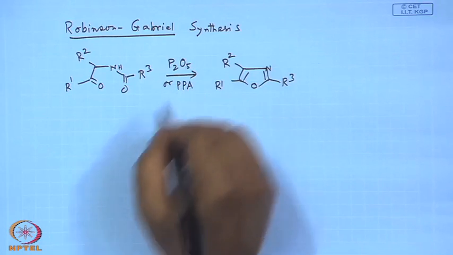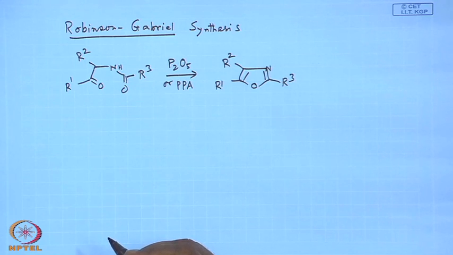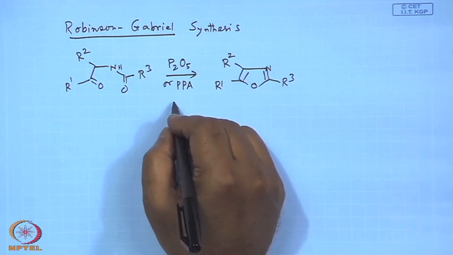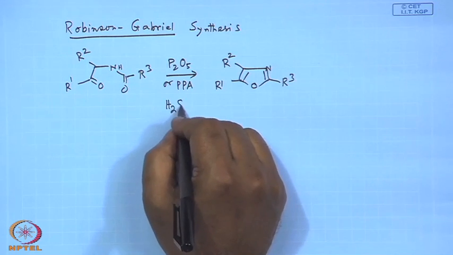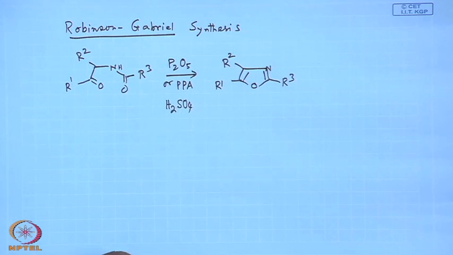Dehydrating acids are acid oxides. So preferably the first choice would be P2O5, or this one, PPA, polyphosphoric acid, which is also quite often used in heterocyclic chemistry because it is somewhat innocent. For this particular transformation, sulfuric acid has also been used. And this mode of reaction is pretty versatile.